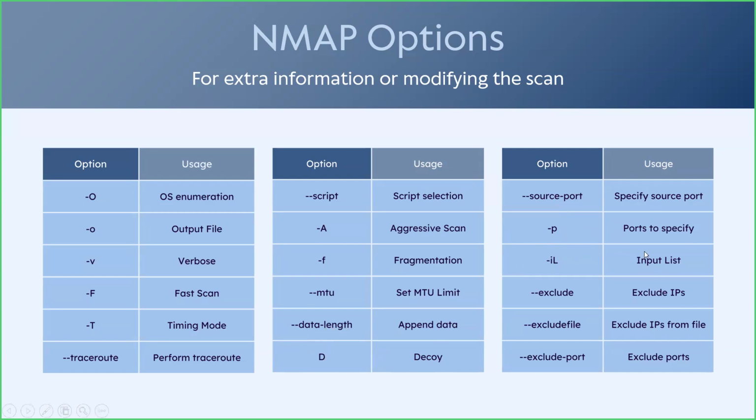Input list to give a list of IPs to scan. Exclude to exclude a range of IPs. Exclude file to exclude IPs from a file. Exclude port to exclude certain port numbers. See, these are all the options available with Nmap, guys.